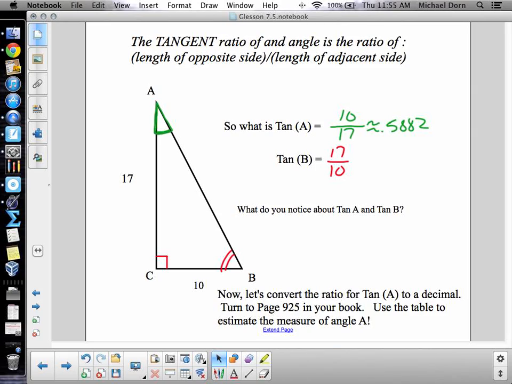Now, I said every triangle that has the same angles has that same tangent measure. Let's try to figure out what that angle is. We can actually look this up. Page 925 in your book. So get out your book for a second. Your calculator will do this too, and we'll learn how to do this in the calculator a little later.